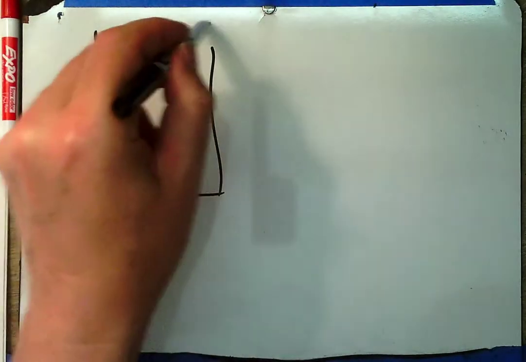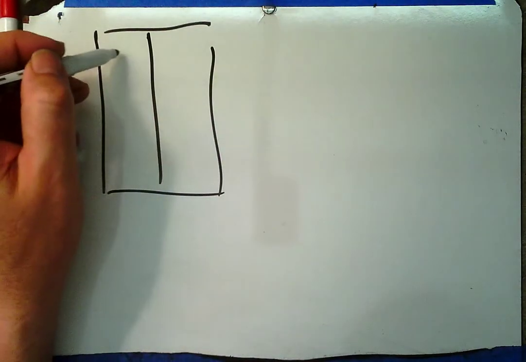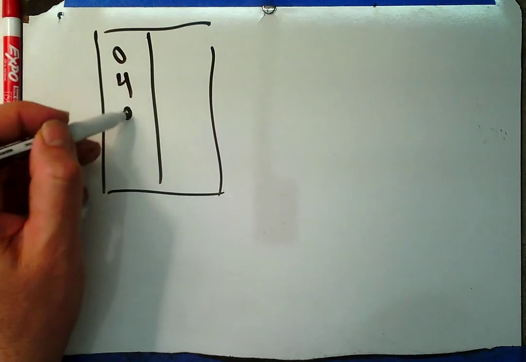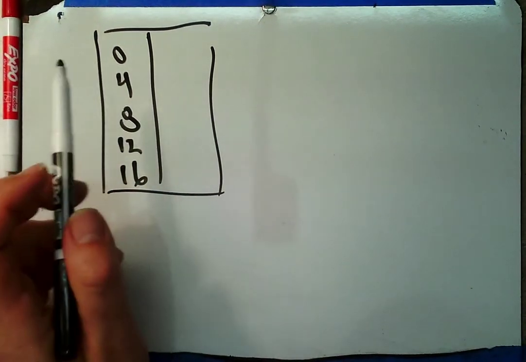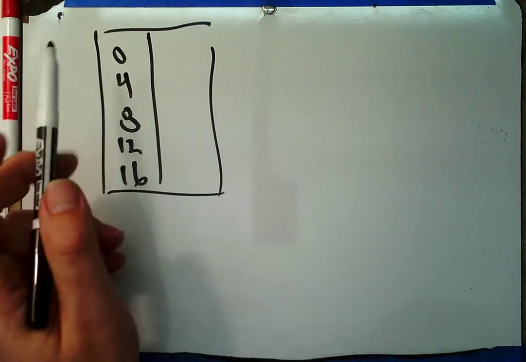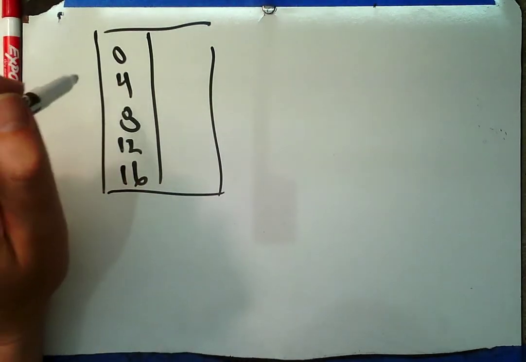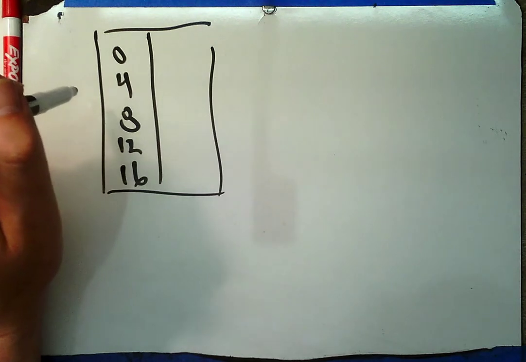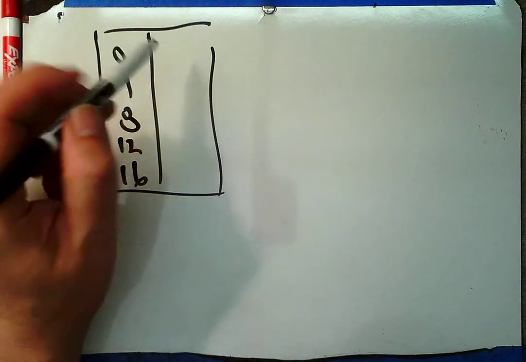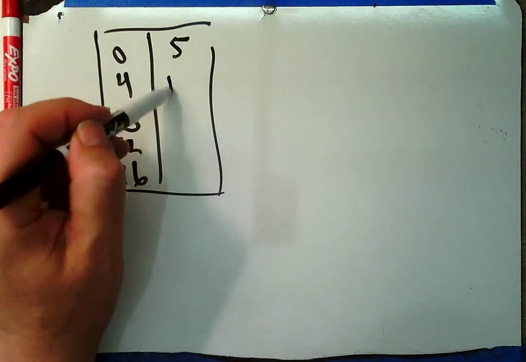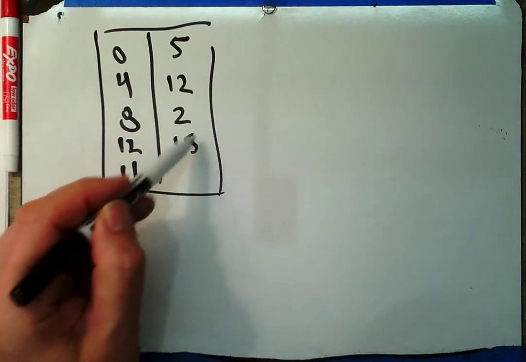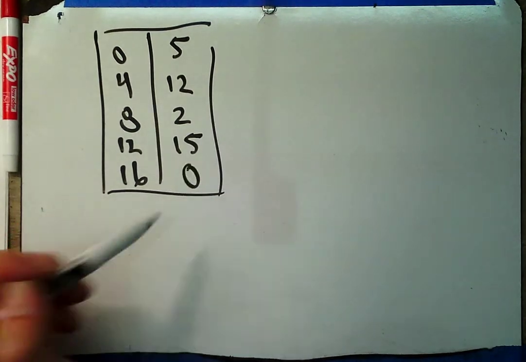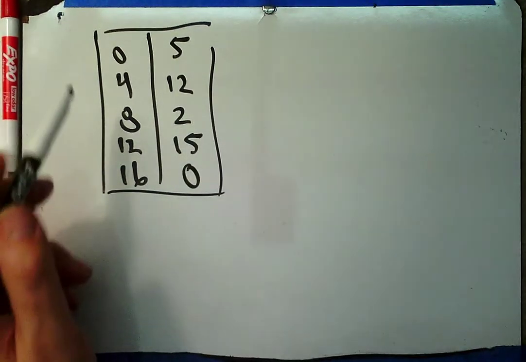Sometimes College Board gives you the information like 0, 4, 8, 12, 16, and they say, hey, why don't you do an MRAM here with the intervals suggested by the data. Okay, so we're going to have 5, 12, 2, 15, and 0.